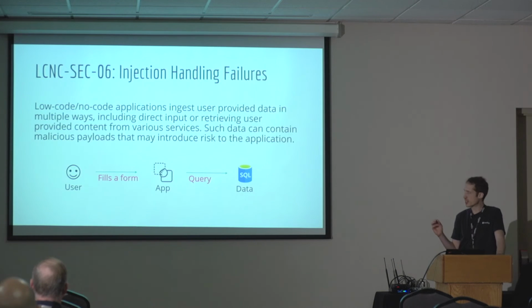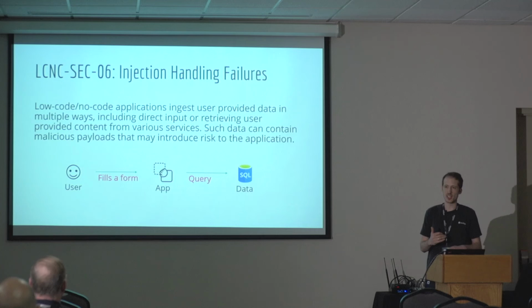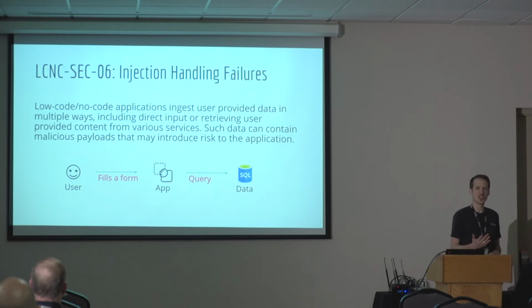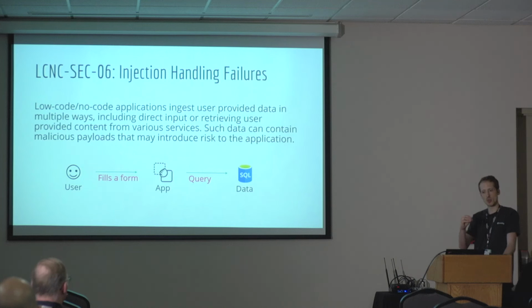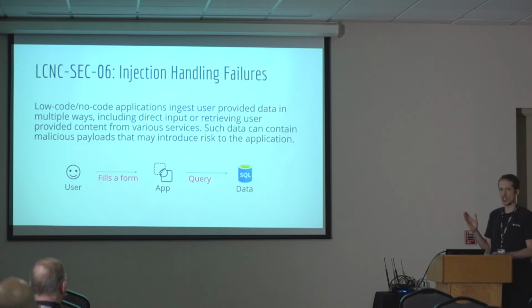The next one is about injection handling failures. So here's an automation we saw a few months ago. A user created an automation that goes through an RSS feed, and every time something comes from that RSS feed, they download the article and push it to a SQL server. The way that they do it is with an arbitrary SQL query. So of course, this is a path to injection.